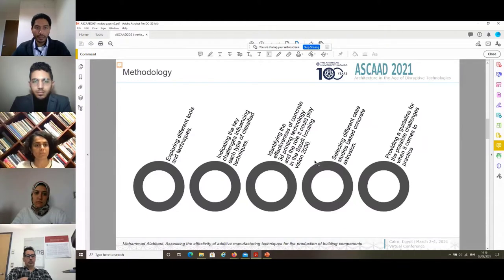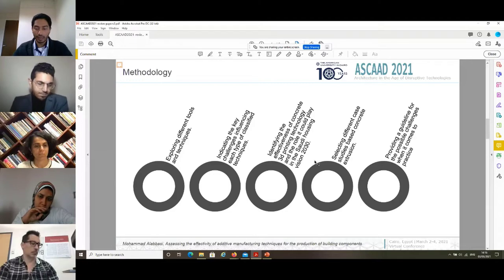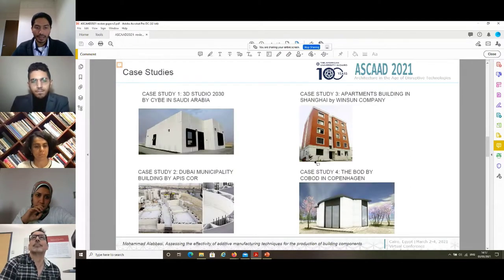The methodology of this research relies on assessing the best available practice of using 3D concrete printing in the market and finding a way to adapt them to the current Saudi construction code. We analyzed 7 case studies. The first case study is the 3D Saudi 2040 unit, which has been built by CYB company in Saudi Arabia. The second case study was Dubai Municipality, which was built by Apis Cor company.